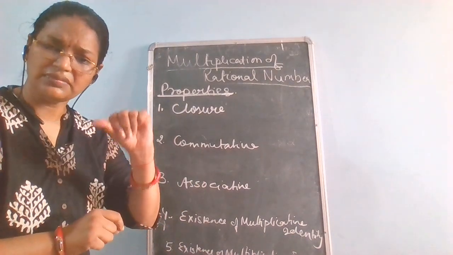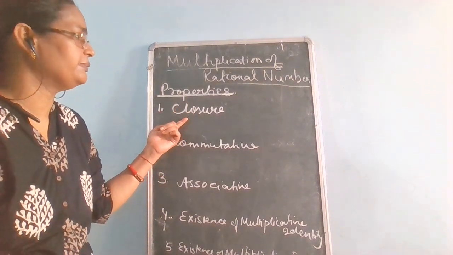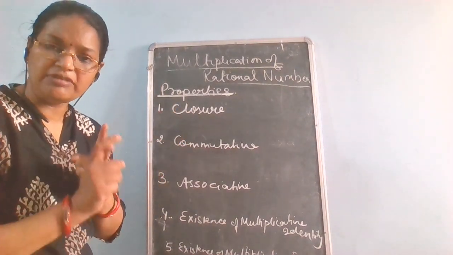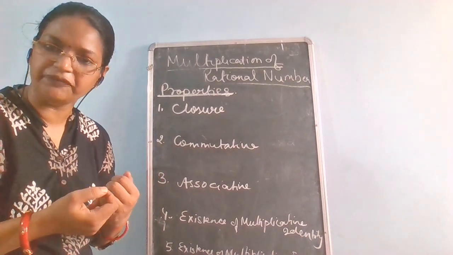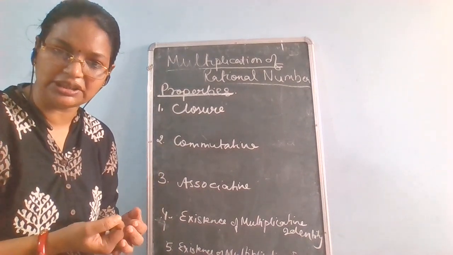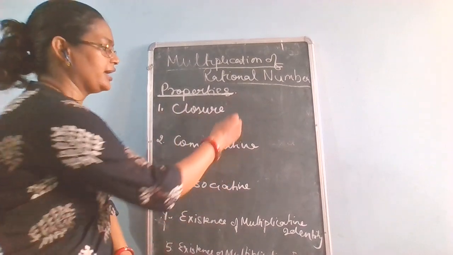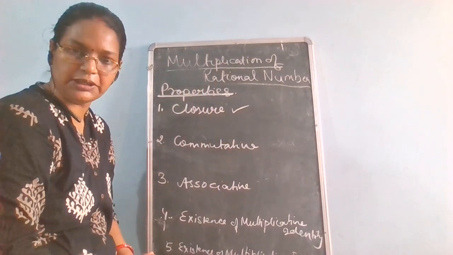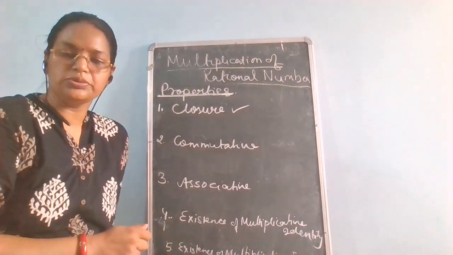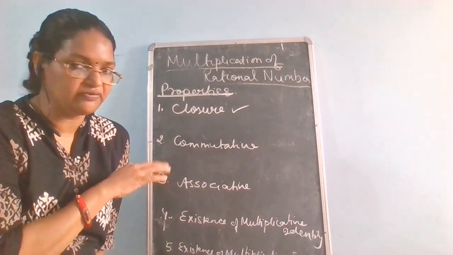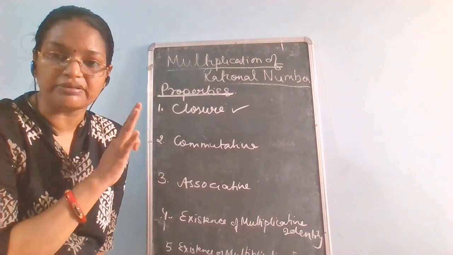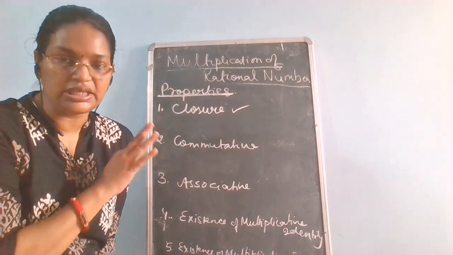Clear? So now we get back to multiplication and rational numbers. When we multiply two rational numbers, obviously the product of two rational numbers is always a rational number. So yes, it satisfies closure property. Whenever we are multiplying two rational numbers, the result will always be a rational number. It would not be something else.